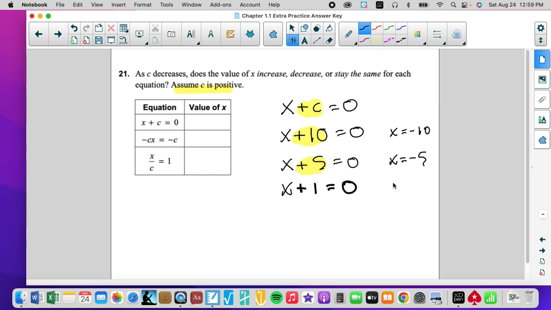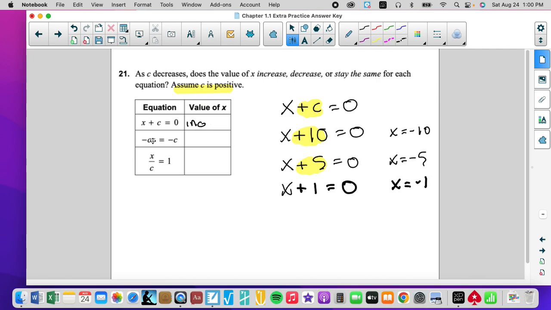So what does x have to be? X has to be negative 1. So what's happening to my x values? Are they increasing, decreasing, or staying the same? Well, my x values are increasing. So the value of x increases.